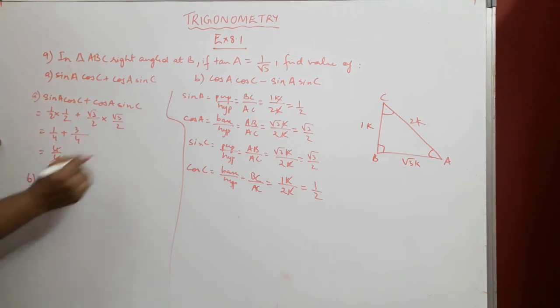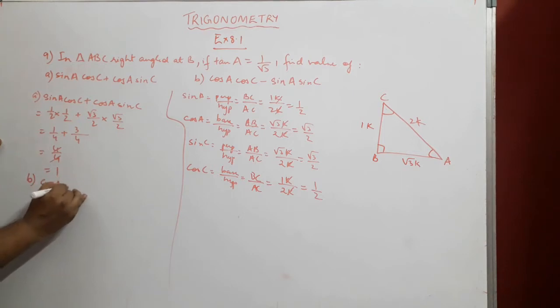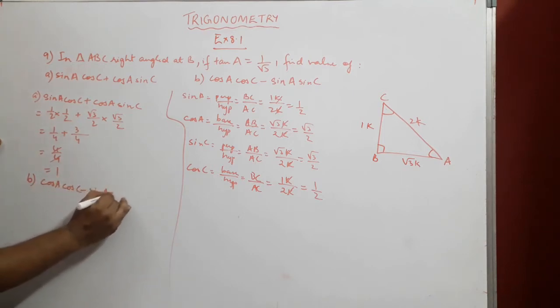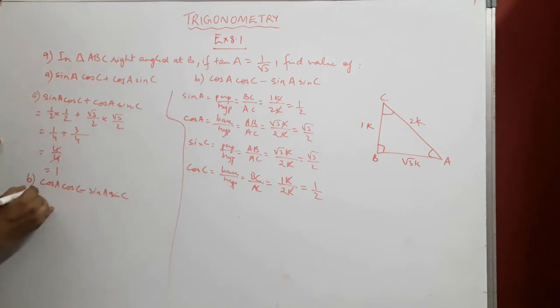Next, the next one is cos A cos C minus sin A sin C. Cos A is, what is cos A? Root 3 upon 2.